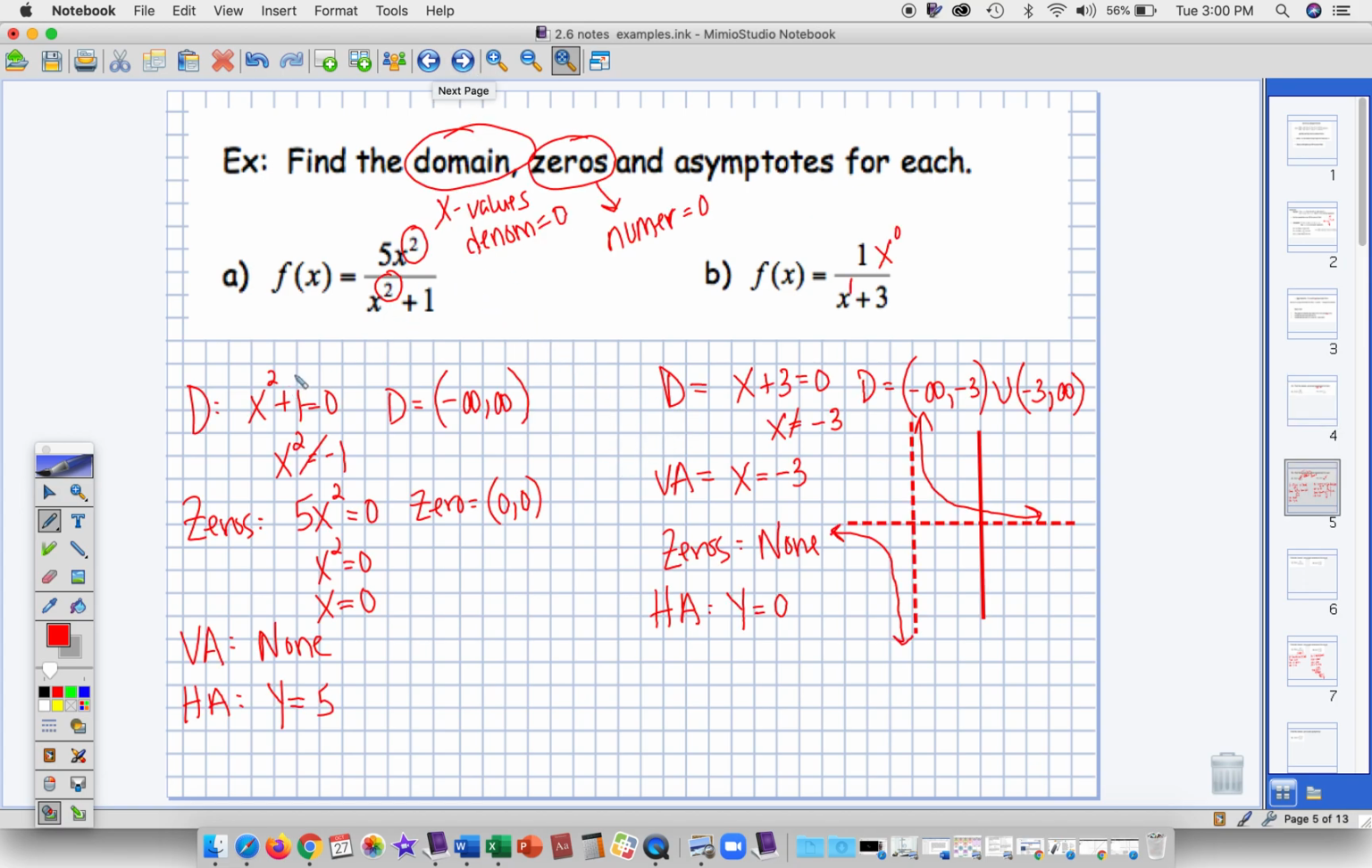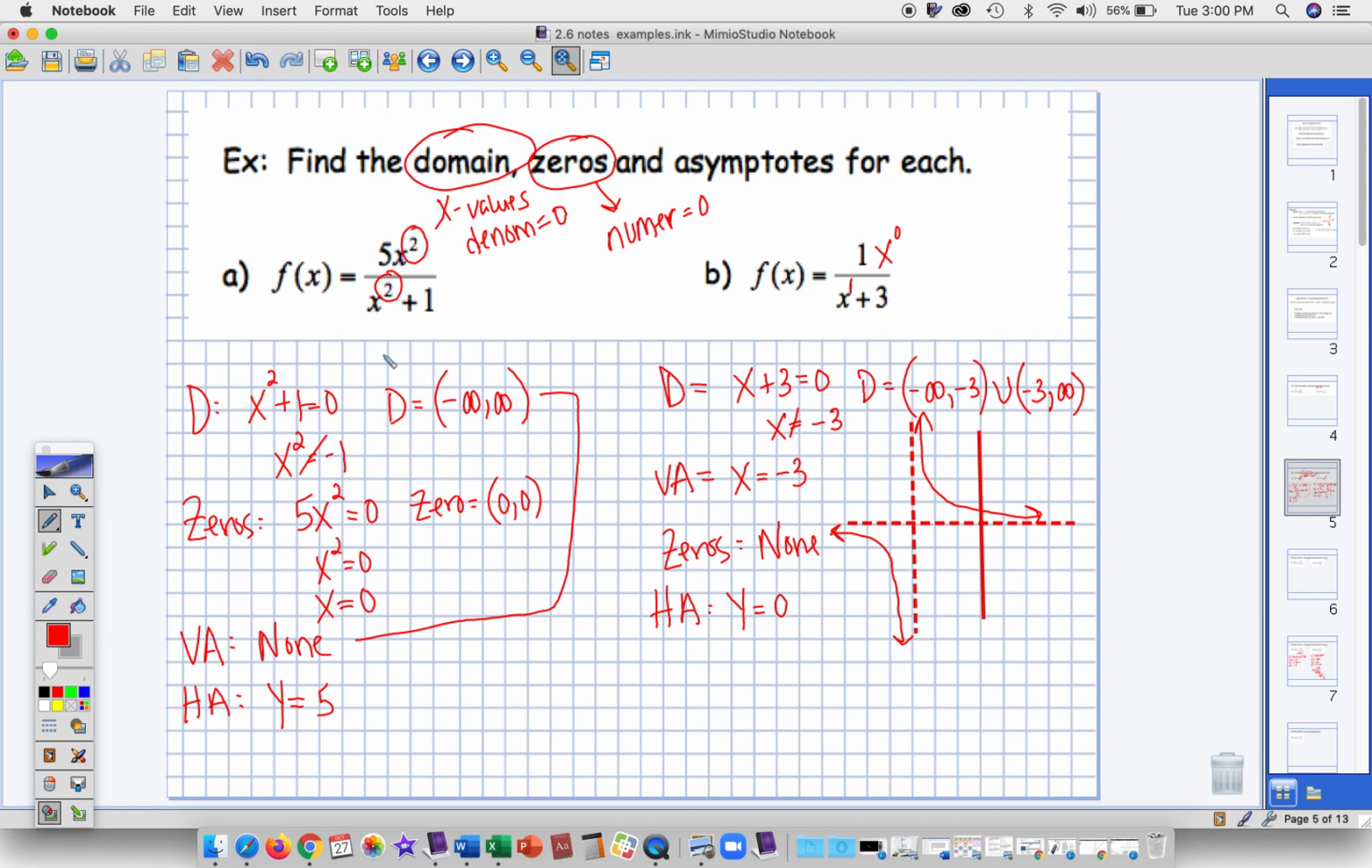So for this one, to get the domain, I'm setting the denominator equal to 0. I end up with x squared equaling -1, which means there's never a 0 in the denominator. There's no way for this to equal 0. So my domain is all reals. Setting the numerator equal to 0, I get x equal to 0, which makes the origin a 0. Vertical asymptotes, there are none. These two things always go together: domain and vertical asymptotes. If my domain's all reals, then I have no vertical asymptotes.